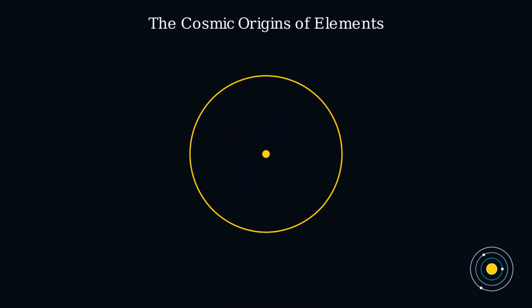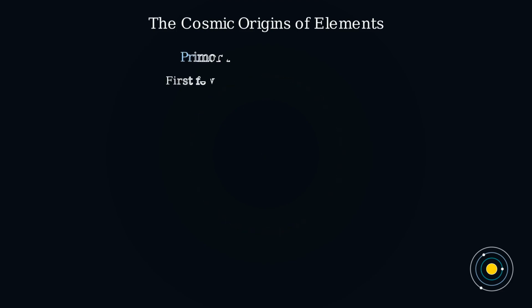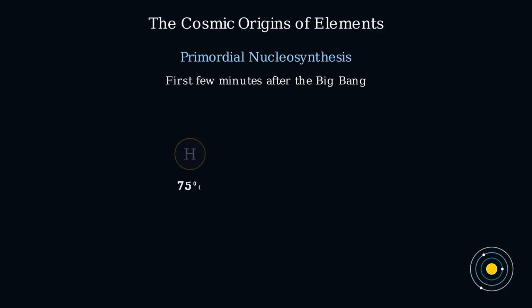To understand the origins of elements, we must journey back to the very beginning of our universe. The story begins with the Big Bang, approximately 13.8 billion years ago. In the first few minutes after the Big Bang, conditions were perfect for the formation of the lightest elements. Hydrogen, the simplest element with just one proton, was the first to form, making up about 75% of all matter. Helium, with two protons, soon followed, accounting for nearly 25% of matter in the early universe.